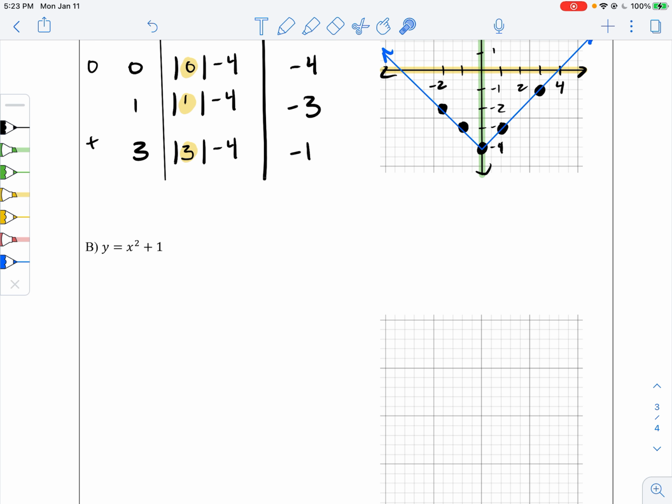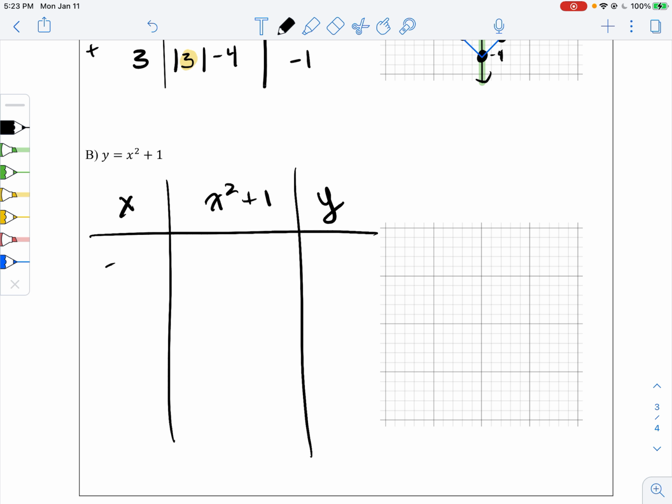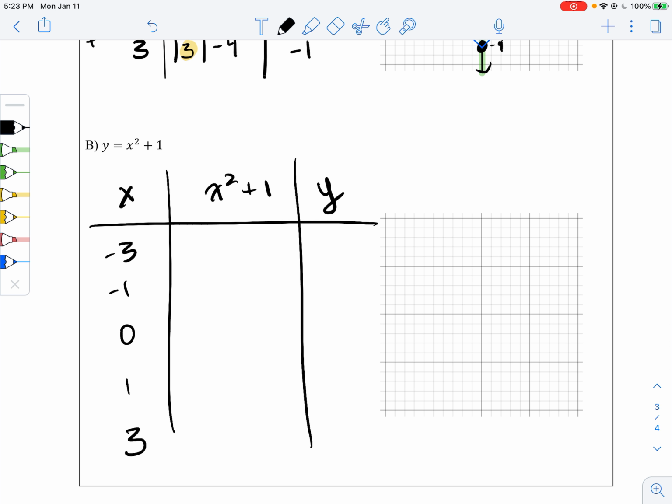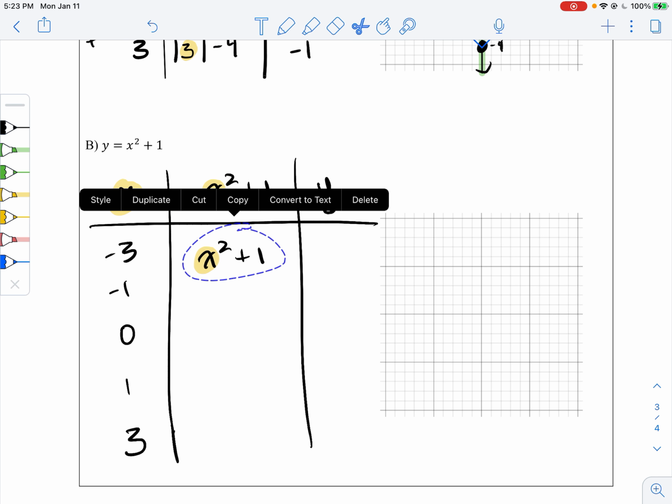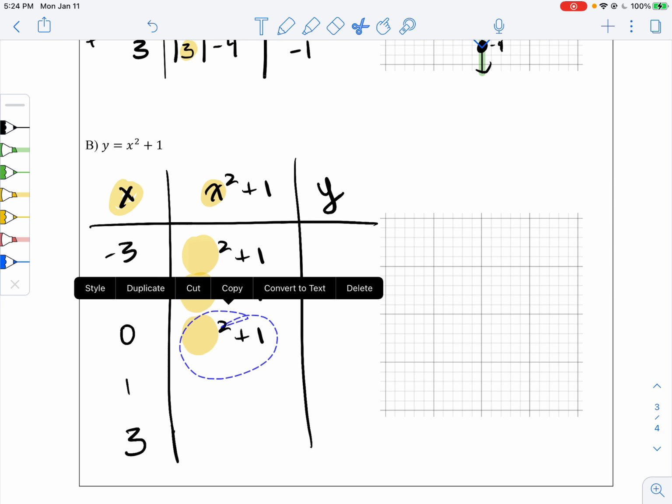Last one. Maybe I should leave this as an exercise for the reader. I'm going to run through it. XY table, and in the middle, x squared plus 1. Same rule applies. Pick some negatives, pick some positives. Maybe I was feeling odd. And then take your rule and plug your x in for your rule. So that'll give you x squared plus 1 for each of these.